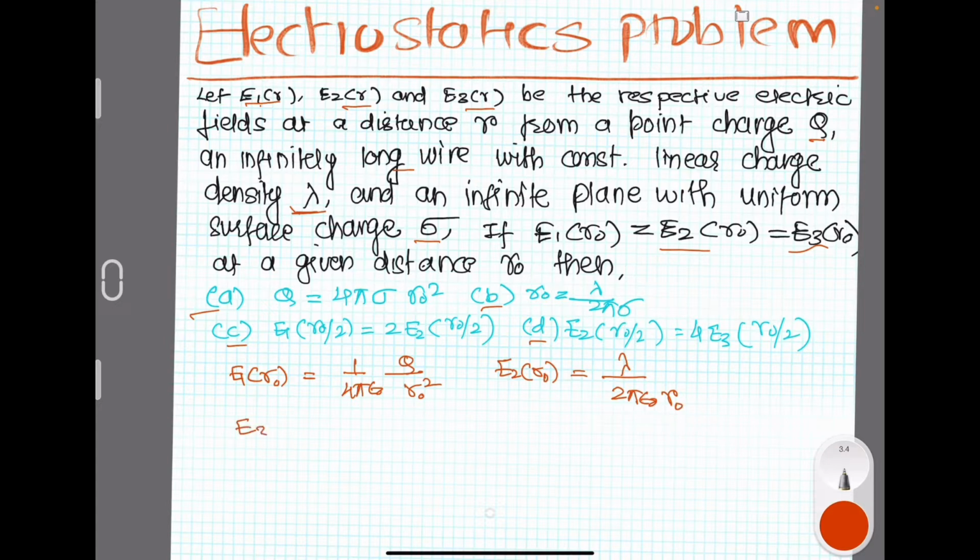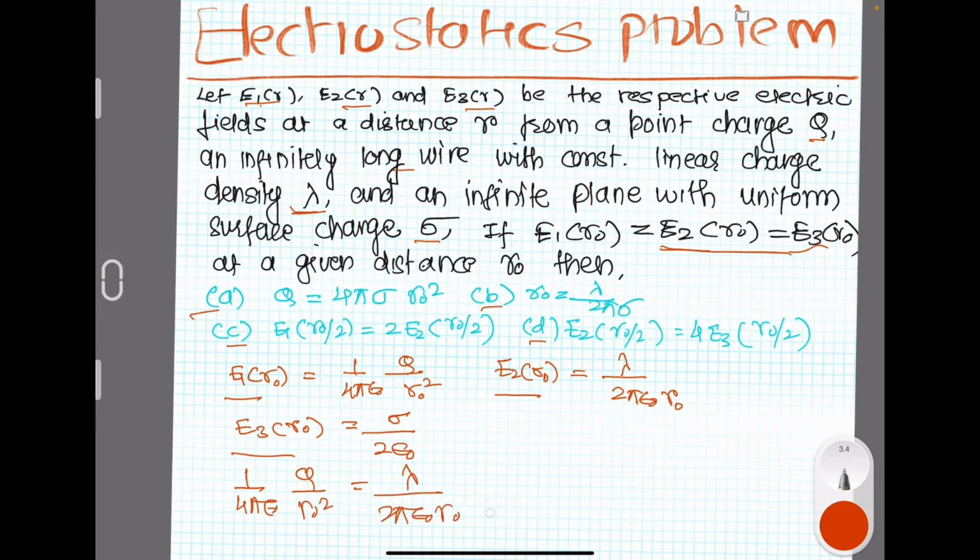Similarly, E3 is generated by an infinite plane with surface charge density sigma. So we also have the electric field formula for an infinite plane, which is sigma upon twice epsilon naught. Now this condition which is given, we will substitute it. So we will have 1 upon 4 pi epsilon naught, q upon r naught square is equal to lambda upon 2 pi epsilon naught r naught is equal to sigma upon twice epsilon naught.